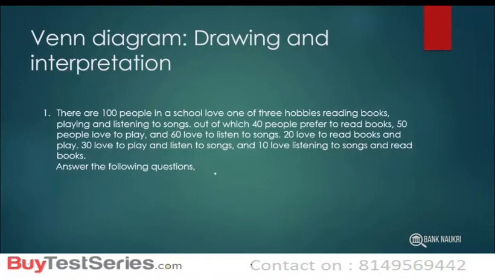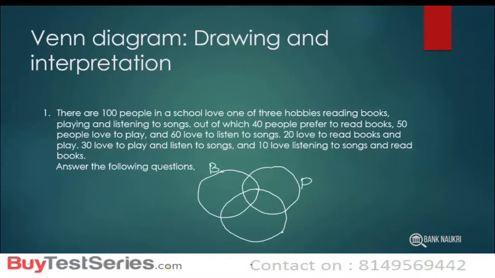Let's draw a very basic Venn diagram using 3 circles. I'll name this circle as B for books, this circle as P for play, and this circle as S for songs. We know 40 people prefer to read books, 50 people love to play, and 60 love to listen to songs. 20 love to read books and play, 30 love to play and listen to songs, and 10 love listening to songs and reading books. If you have noticed carefully, I have marked all the numbers outside the circle and not inside.